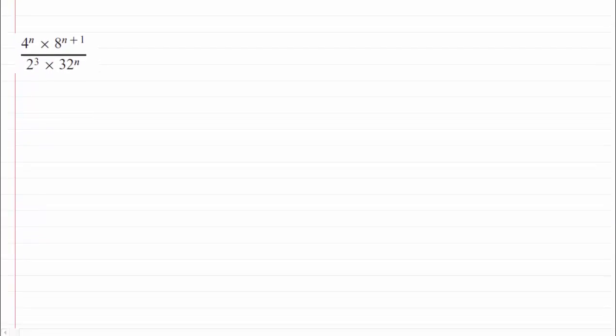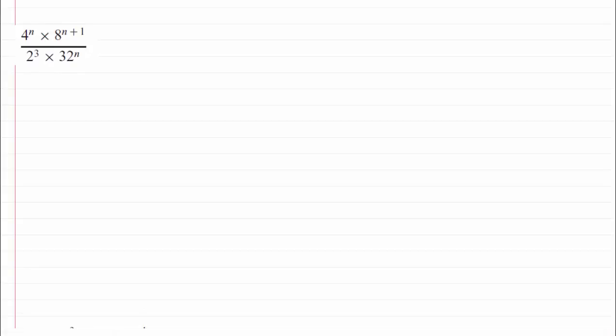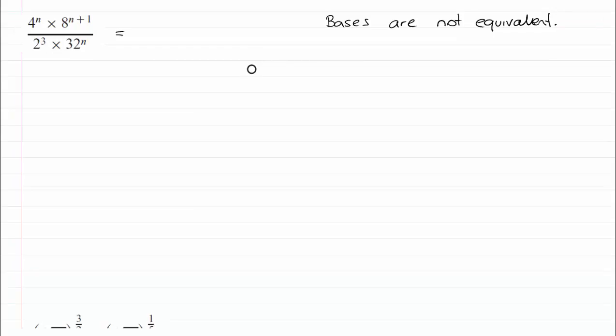My next example is a numerical example, and you'll notice here that we have an issue. The bases are not equivalent. Now, in non-contextual questions where you're being asked to test your skills and practice your skills, you could probably make the loose assumption here that there is going to be some relationship between the bases and what you're trying to do.